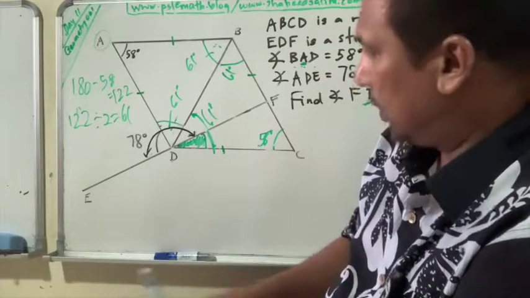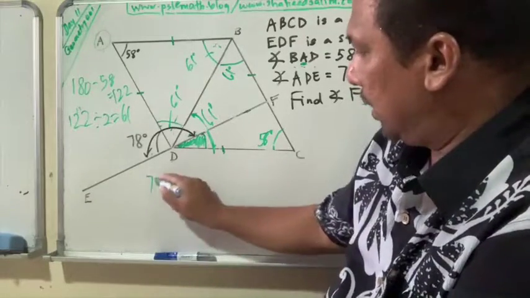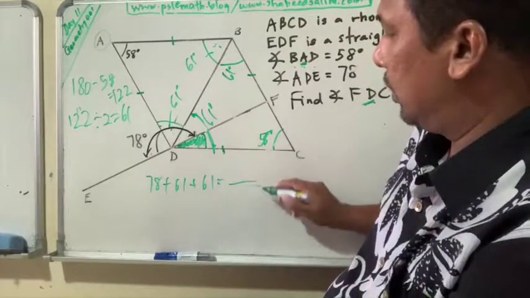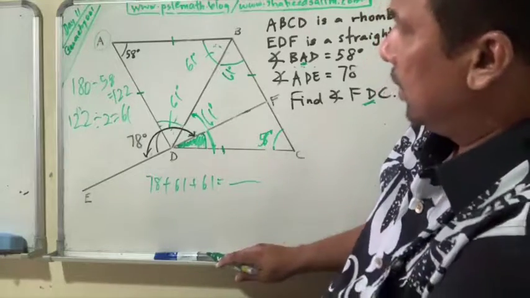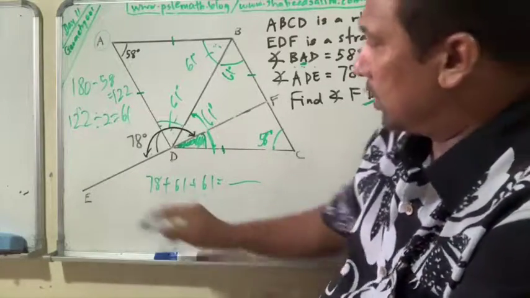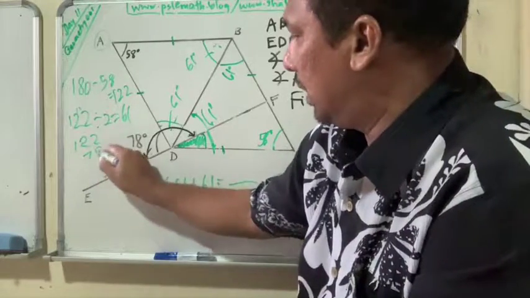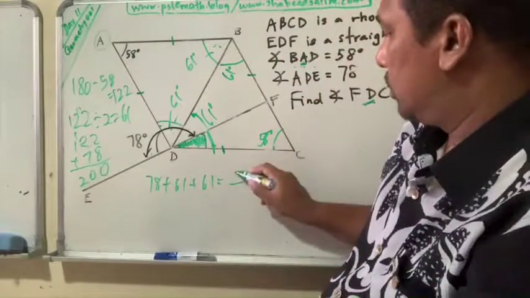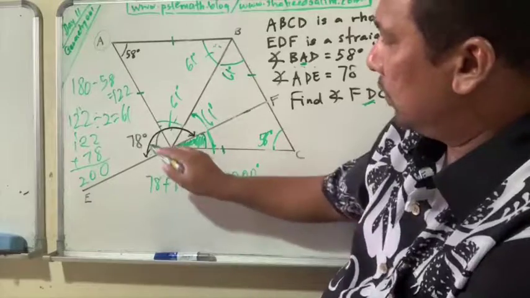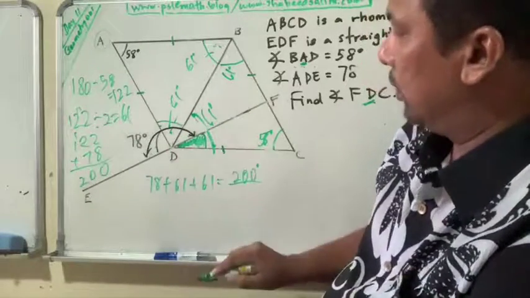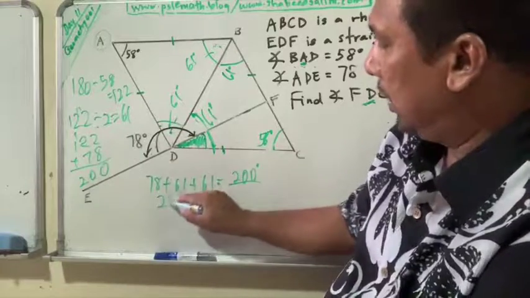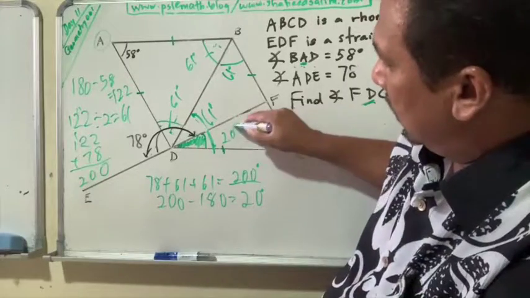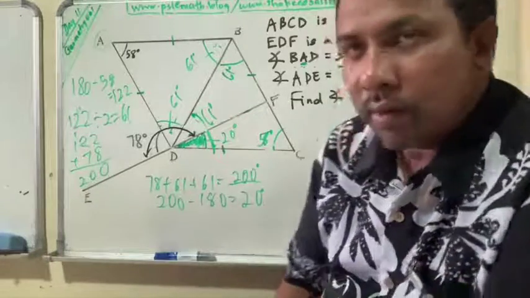Alright, so let us see here. 61 plus 61 is equal to 122. 122 plus 78 is 200. So it's 200 degrees. So this whole thing is 200. We just minus off 180 and you will get 20 degrees. So this is 20 degrees. This one here. Alright? That easy.